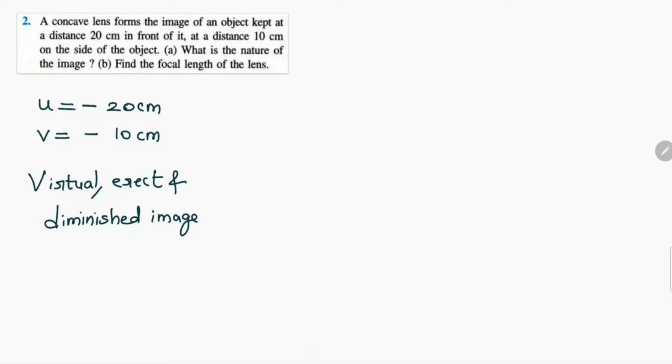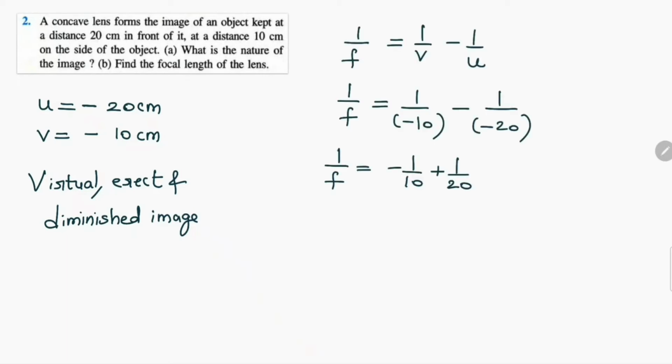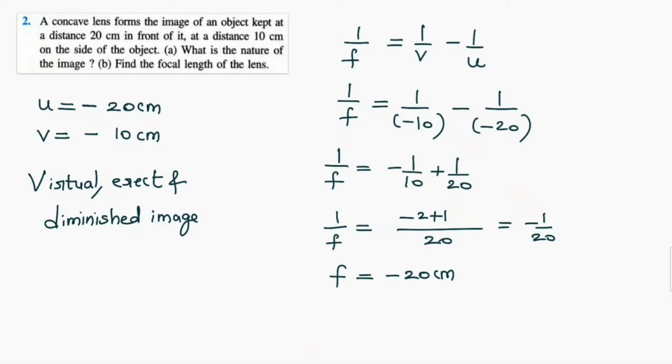Second part, find the focal length. So by lens formula, substituting the values, be very careful about the sign. Now taking LCM. So the focal length is minus 20 centimeters. Why minus 20? Because the focal length of concave lens is on the left hand side. So that is minus 20.